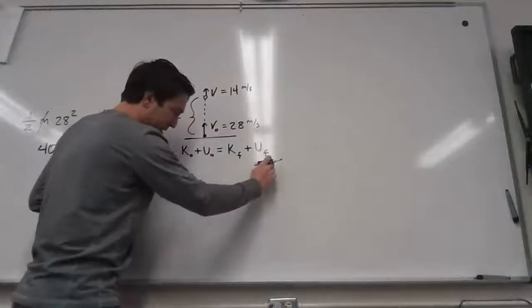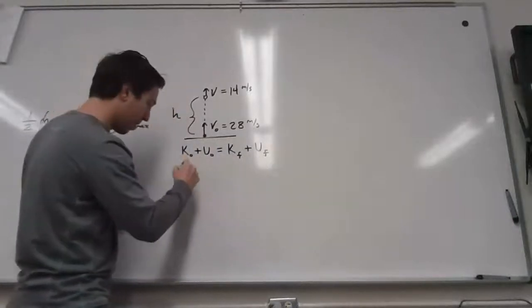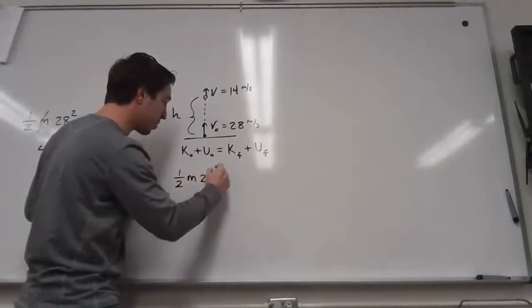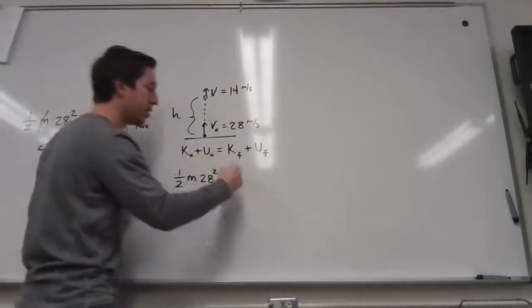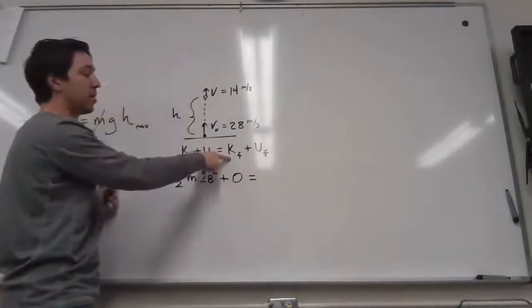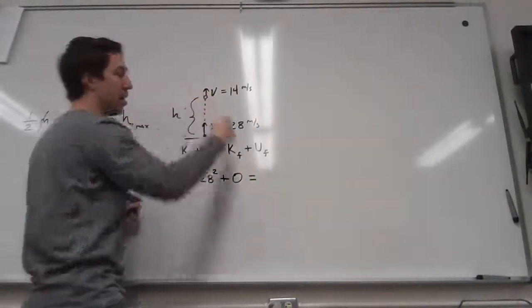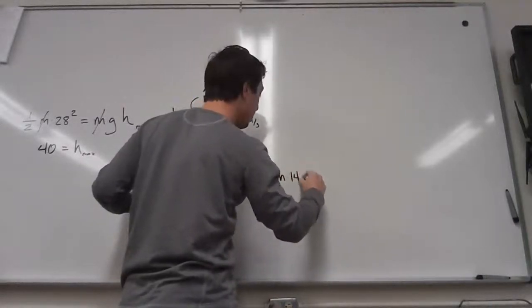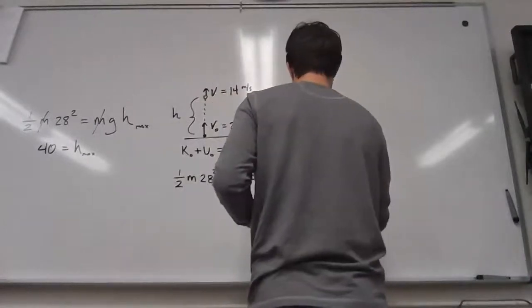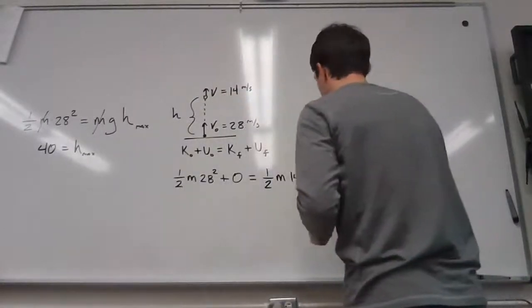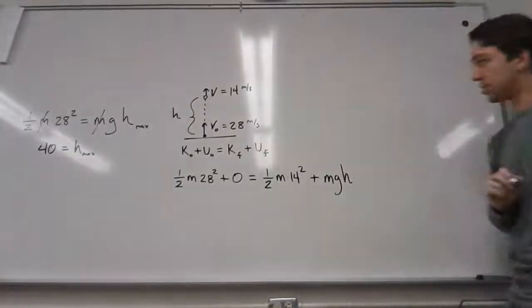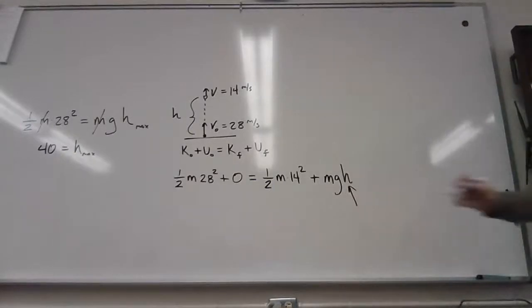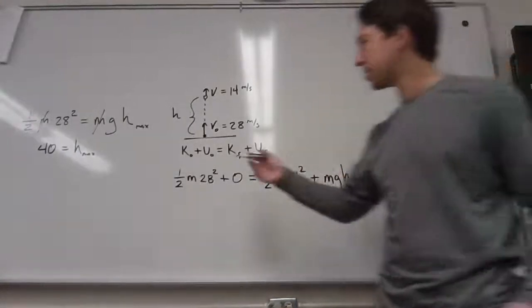Initial energy is equal to final energy. So the initial energy would be 1/2 mv squared plus how much potential energy? None. How about up here? You'd have 1/2 mv squared plus mgh. H is what we're solving for, this guy right here. That's the mystery. What drops out of the whole equation? Mass.